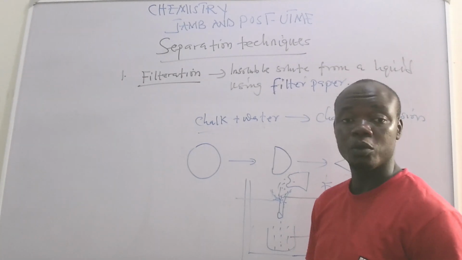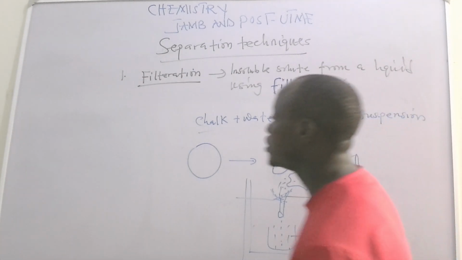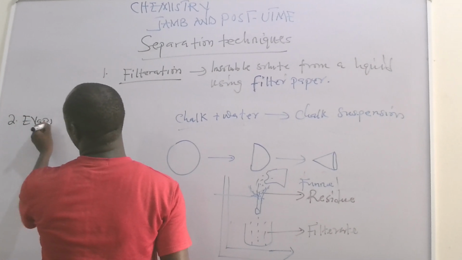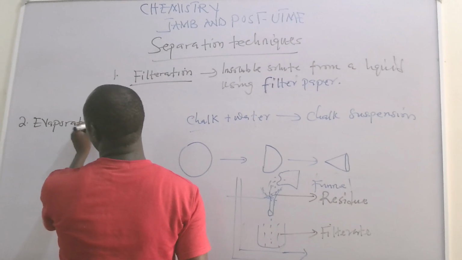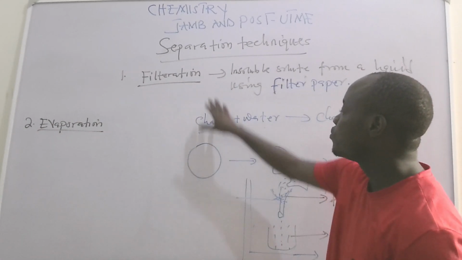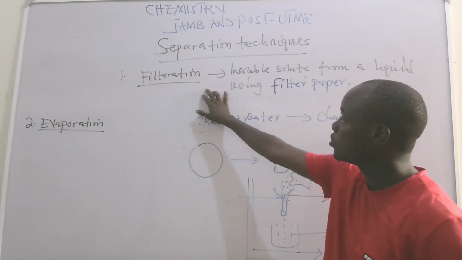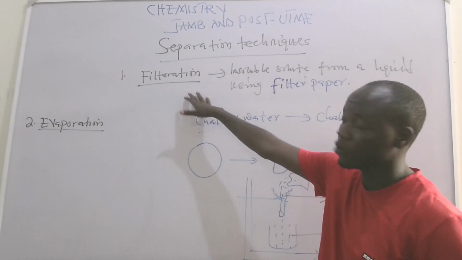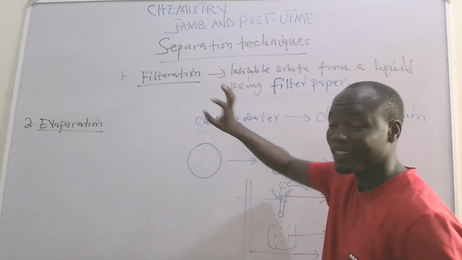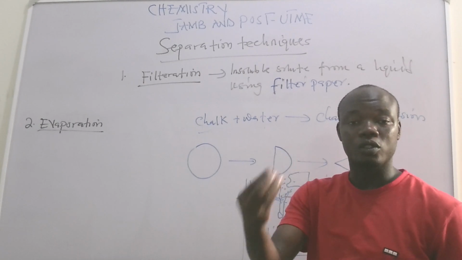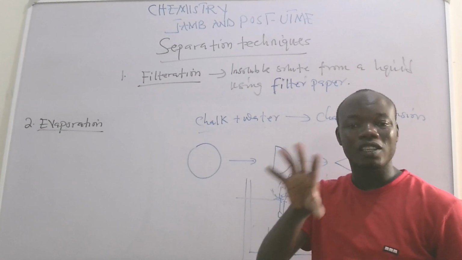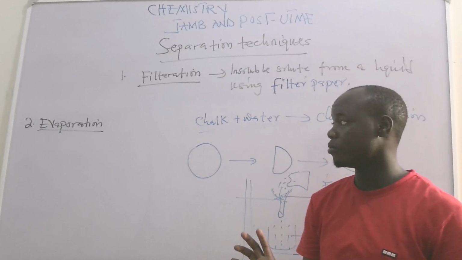The next type of separation technique that we are going to look at is evaporation. First, the physicochemical parameter that is exploited when separating mixtures using filtration is solubility. The solid is insoluble, so based on that insolubility, using simple filtration you can separate them.